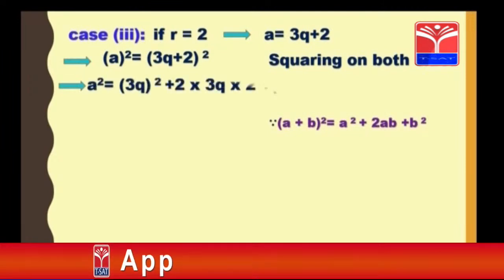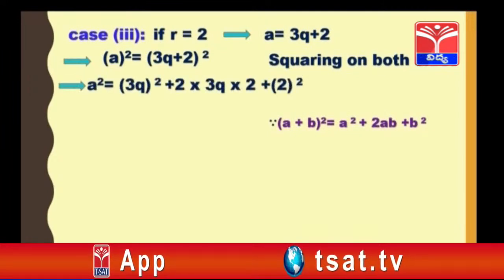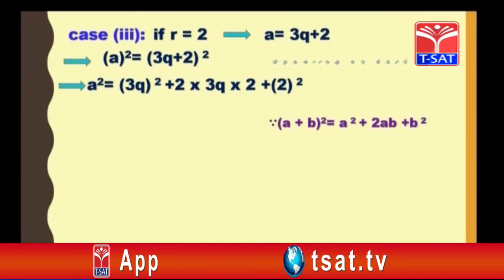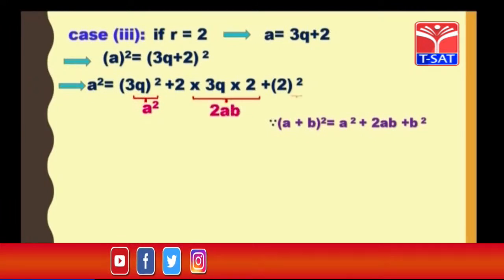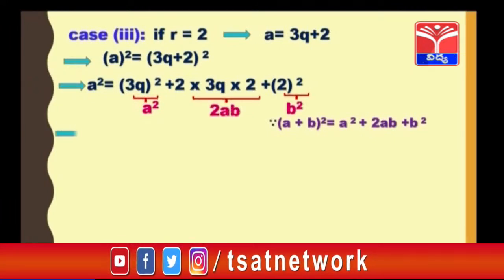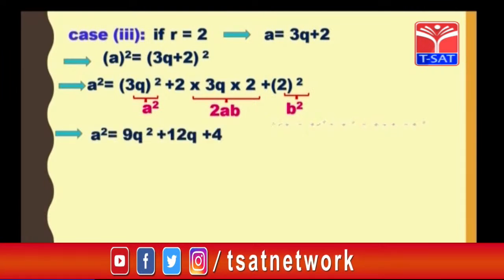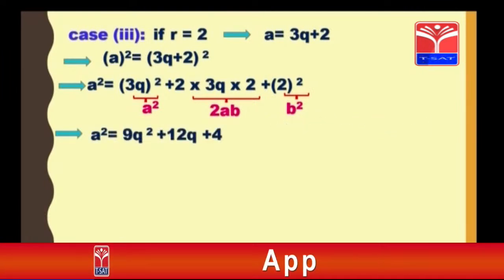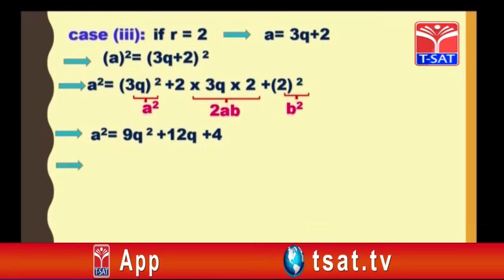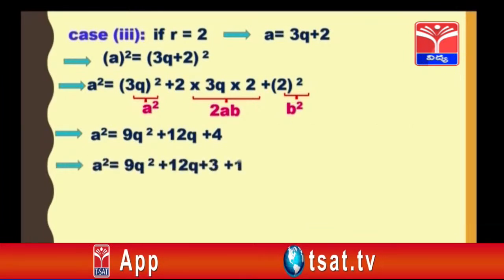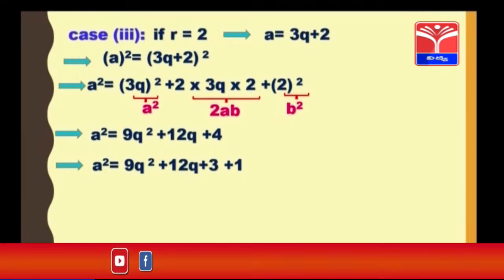a square is equal to (3q) whole square plus 2 into 3q into 2 plus 2 square. Here I am using the (a plus b) whole square formula, a square plus 2ab plus b square. Then a square is equal to 9q square plus 12q plus 4. Here I am splitting 4 as 3 plus 1, for taking 3 common from the first 3 terms.